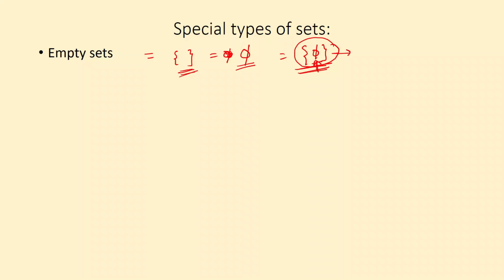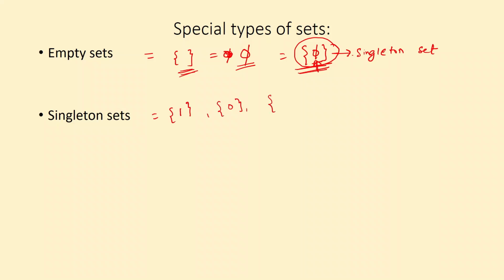But don't make this mistake. The second kind of sets are singleton sets. Singleton sets are those sets which only have a single element inside them. This was an example of a singleton set. So singleton sets are those sets that just have one single element inside them. It could be 1, it could be 0, it could be apple, it could be cow, anything. It just has one single element inside it.